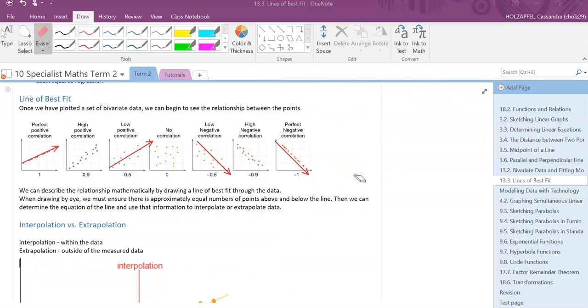Once we've plotted a set of bivariate data, we can begin to see the relationship between the points. And we want to be able to determine whether the line that we've put through that set of data is actually a good fit of that data or whether it's a really poor fit. There are different ways that we can mathematically measure correlation. One of the ways is by using these correlation values down the bottom here, and this is called the Pearson's correlation value.